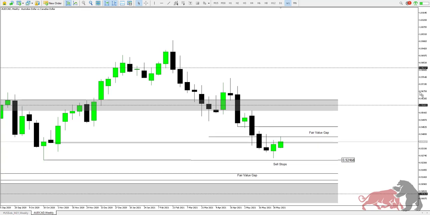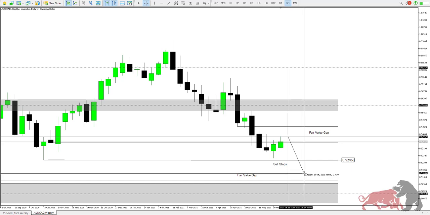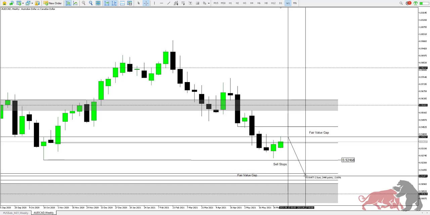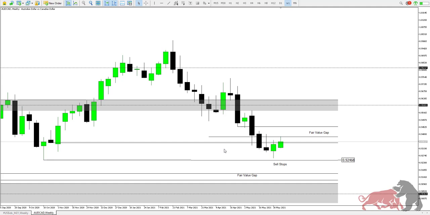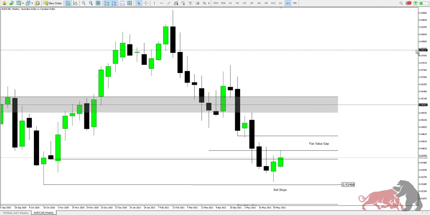But remember, ultimately we're looking for price to trade all the way to 91400, which is somewhere around here, right here. That's 250 pips potentially on offer on AUDCAD. So we're looking for price to trade lower on AUDCAD with our target set at 92400, or the sell stops below 92468. I hope we are together.